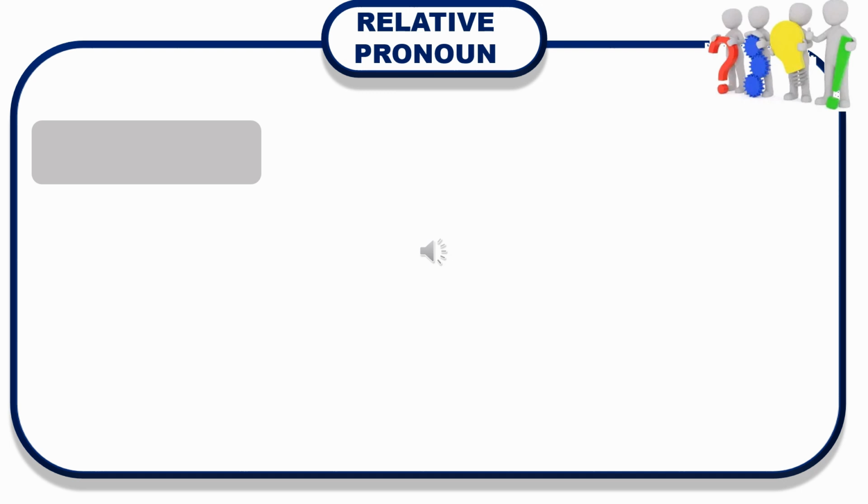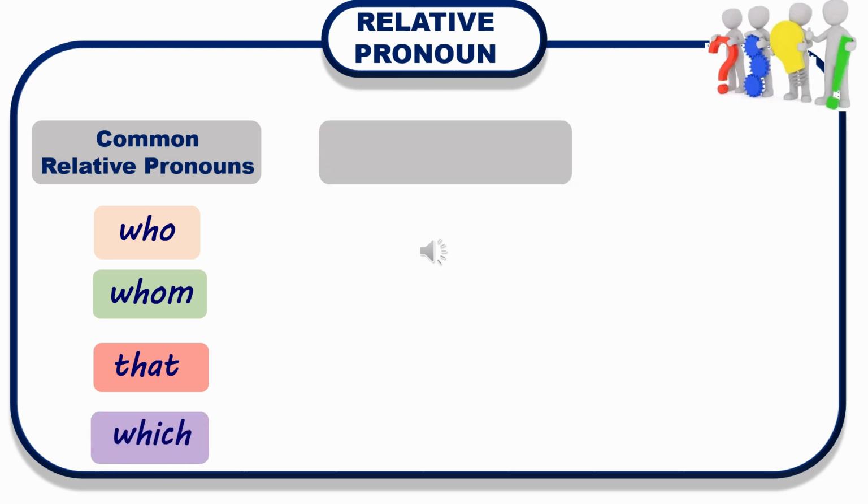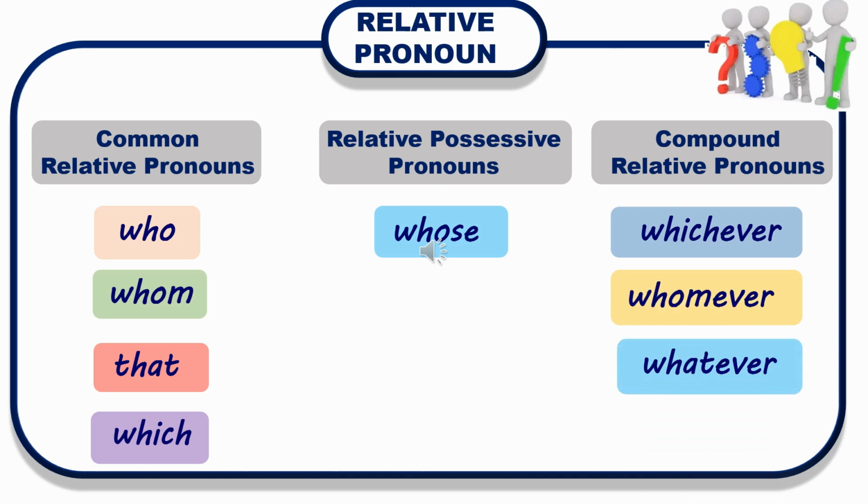Relative pronouns come in different flavors. Let's group them into three types: common relative pronouns, who, whom, that, which. Example, the artist who painted this is famous. Possessive relative pronouns, whose. Example, the girl whose dog barked is my neighbor. Compound relative pronouns, whichever, whatever, whomever. Example, eat whatever you like. Each type helps us add details smoothly, whether describing people, things, ownership, or options.